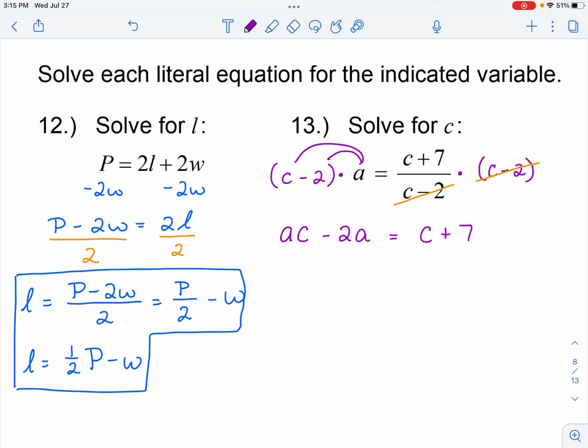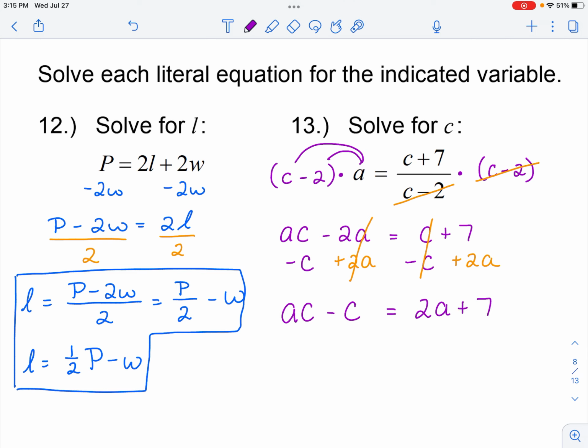What I'm going to do is subtract C, and that will cancel off this. And then I'm going to add 2A, which will cancel off this. So now I'm going to have AC minus C is equal to 2A plus 7, all right?